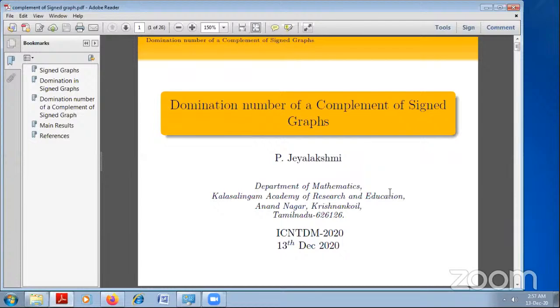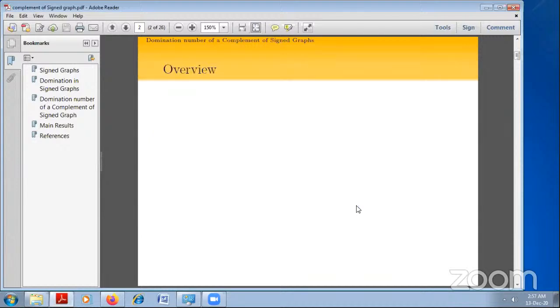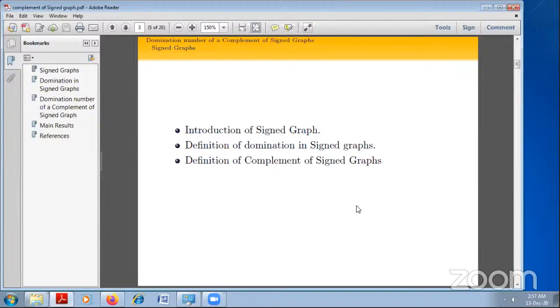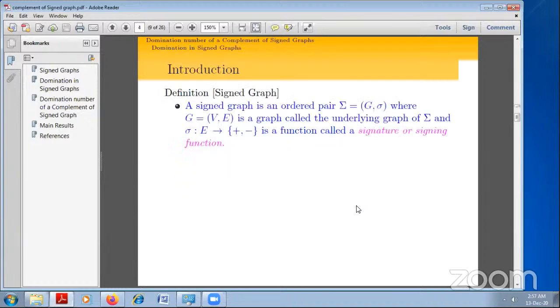Thank you very much. I am Jayalakshmi, Department of Mathematics, Kalasalingam Academy of Research and Education. It is a collaborative work. My topic is the domination number of the complement of signed graphs. This is an overview of my presentation. First is the introduction of signed graphs. Next is the definition of domination in signed graphs. Next is the definition of the complement of a signed graph, followed by the results and references.